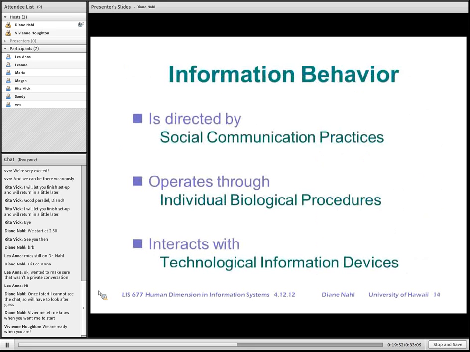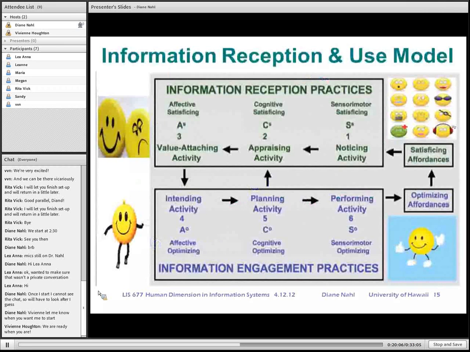So I can say that information behavior is directed by social communication practices, and it operates through biological procedures like affect, cognition, and sensory motor in interacting with technological devices. And here's a model that I've created in order to demonstrate that. So I would normally walk through the model and show how it relates to affective computing, but we're getting so close to the end of the 20 minutes that I'm going to go on.